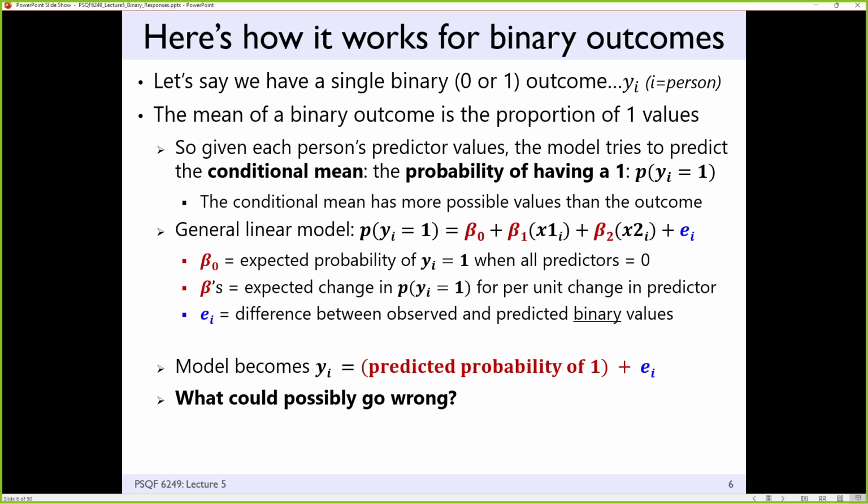Okay, I'll give you a 0.6 probability that you get a 1, because that's the mean of the variable. So if I start with that as an idea, then what I'm predicting is the probability of a 1, and I can throw a linear model on that. So beta 0 would be the expected probability of a 1 when my predictors are 0. Beta 1 would tell me the change in that expected probability of a 1 for a 1-unit change in x1. Same thing with beta 2. And E would be the discrepancy. So what could possibly go wrong?